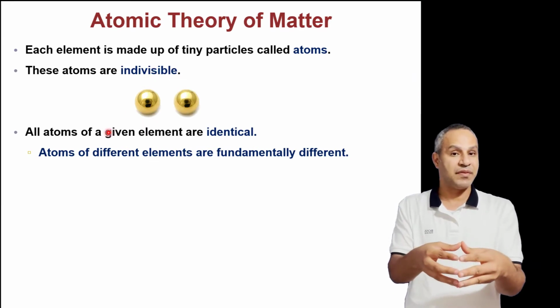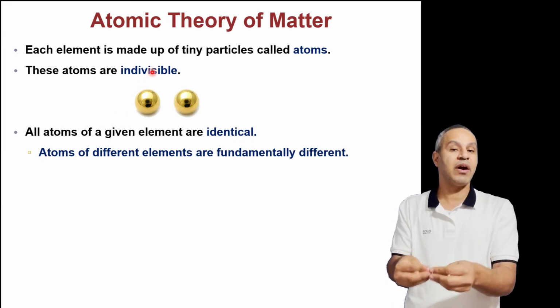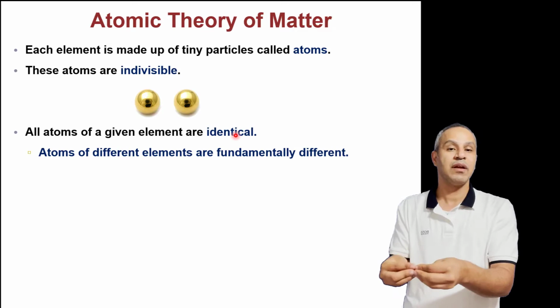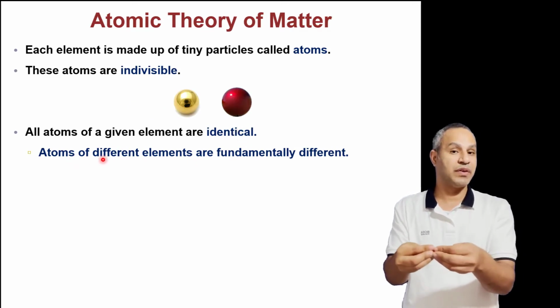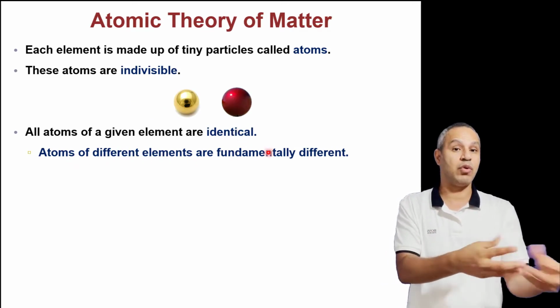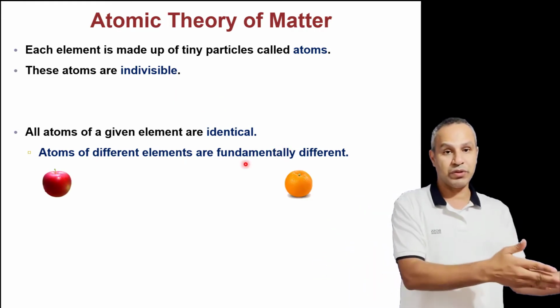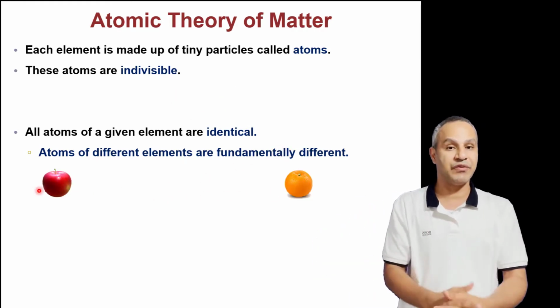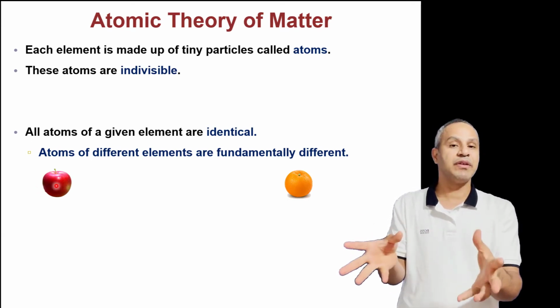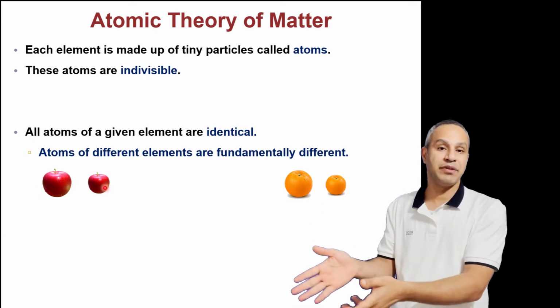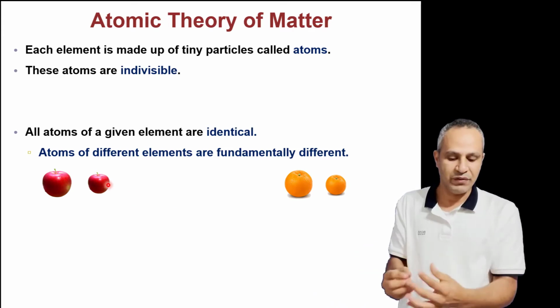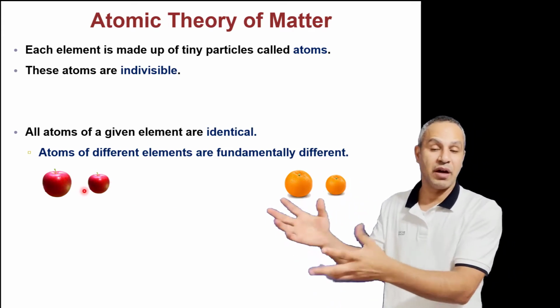So atoms that belong to the same element are identical in the chemical nature, while atoms that belong to different elements are fundamentally different in comparison to each other. This is the same as if you have an apple and orange. Those are going to be fundamentally different with respect to each other. However, you can get smaller apples or smaller oranges. Even those that are all apples are not the same size.